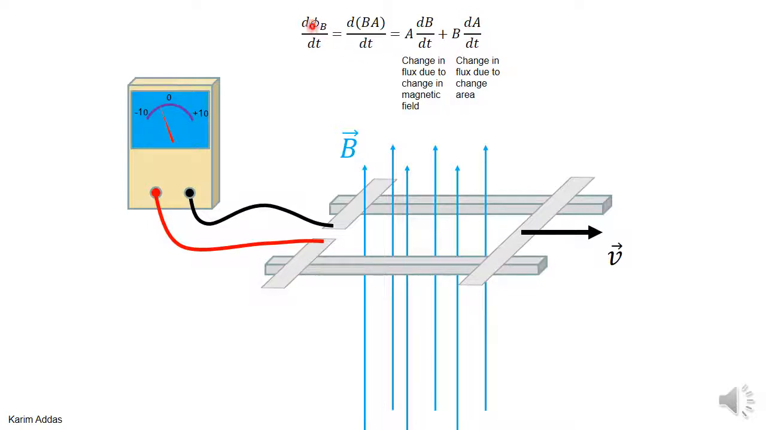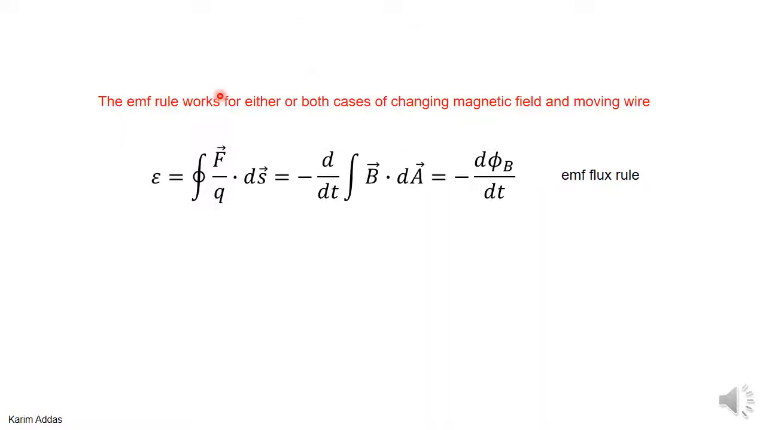So the magnetic flux can change due to two reasons. One, if the magnetic field is changing with time, and one, if the area is changing with time or the wires are moving. So to summarize, the EMF, the basic definition, and you can prove that the EMF is always equal to minus d phi by dt. So this is called the EMF flux rule. And this applies no matter what the reason is, whether the changing magnetic field only or the wires are moving or both.